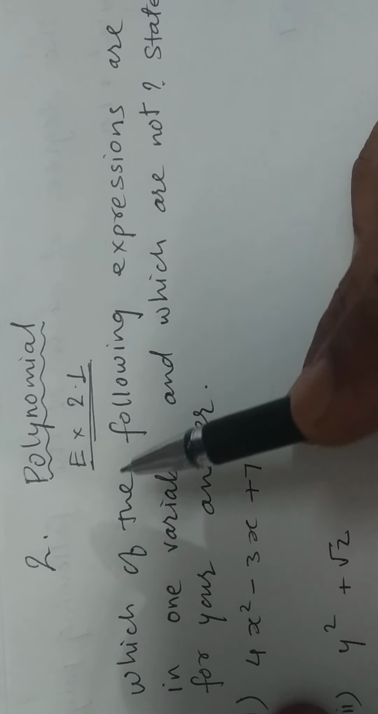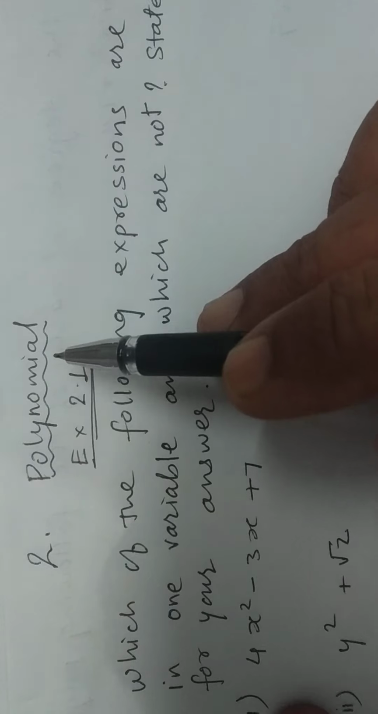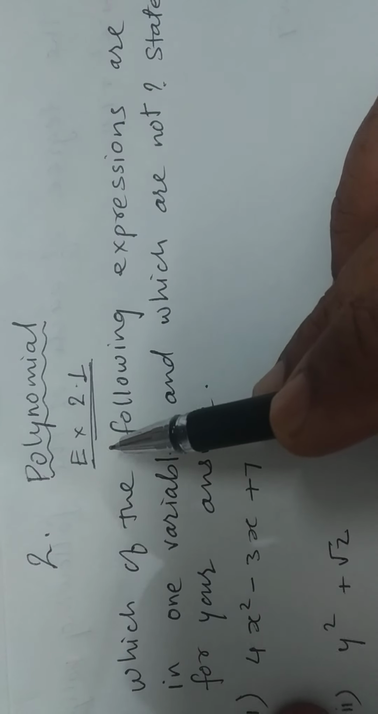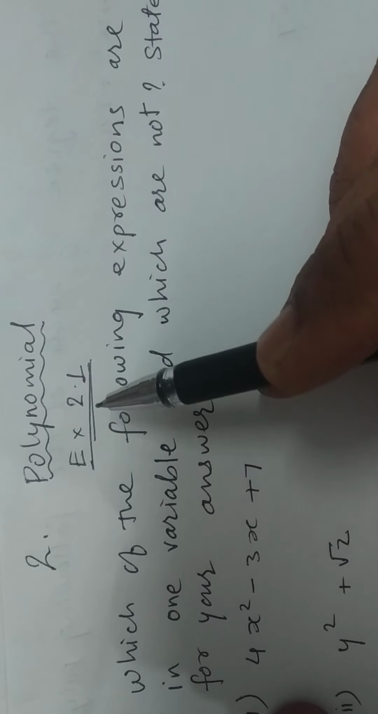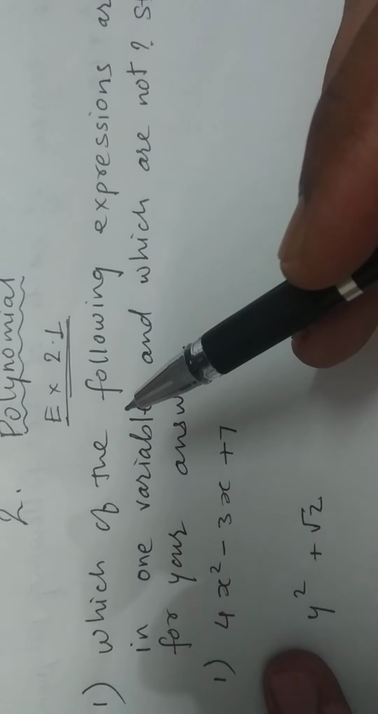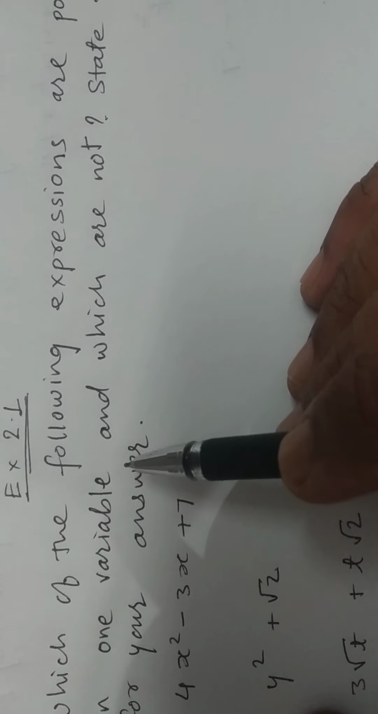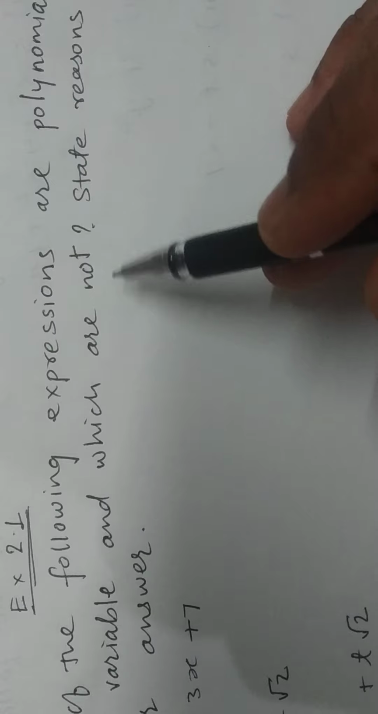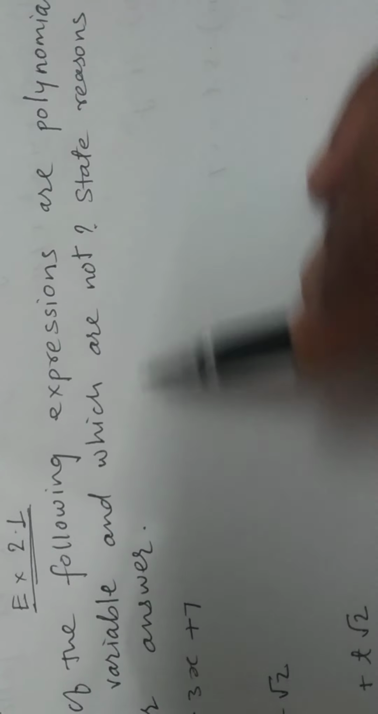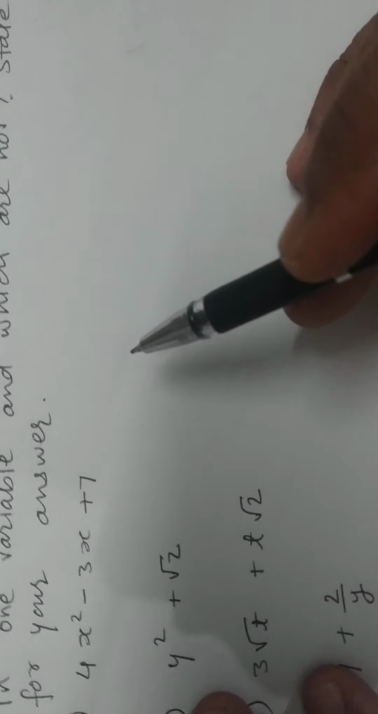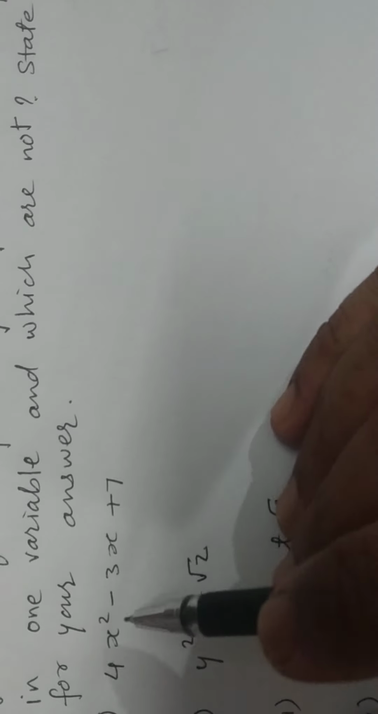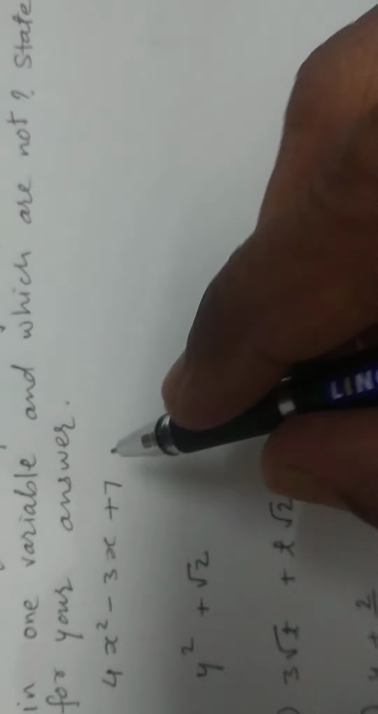Dear children, we are starting our second chapter, polynomials. When we are doing 2.1, the basics will be covered in it. First question is, which of the following expressions are polynomials in one variable and which are not? State reasons for your answer. The first question is 4x square minus 3x plus 7.